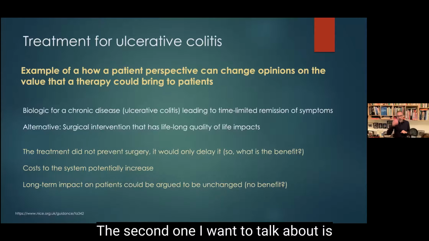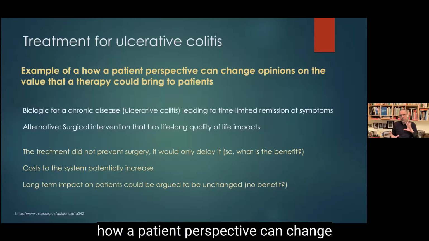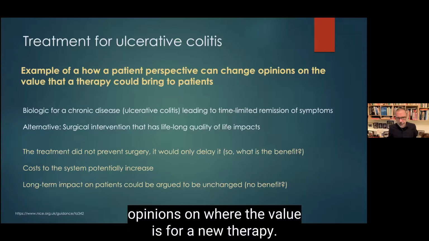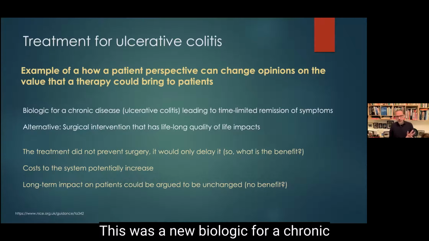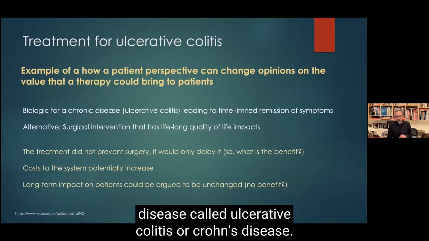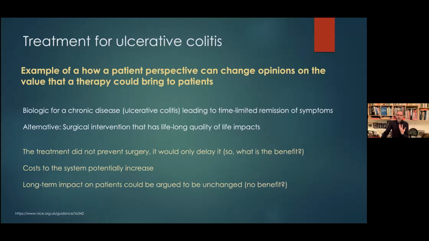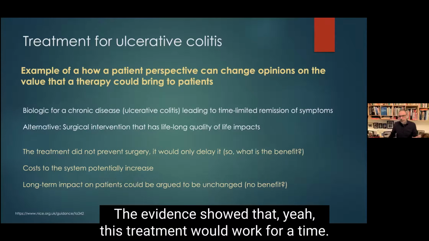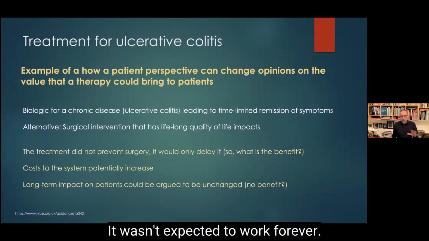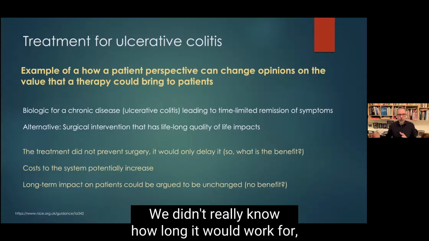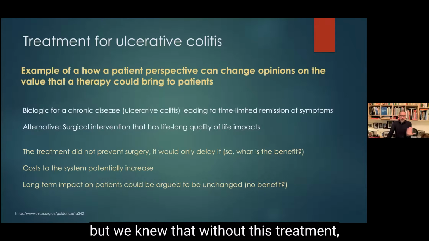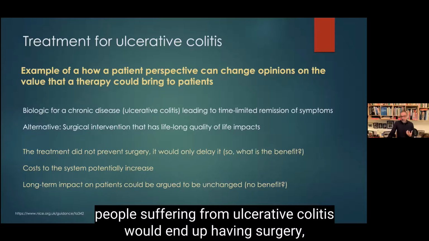The second one I want to talk about is how a patient perspective can change opinions on where the value is for a new therapy. So this was a new biologic for a chronic disease called ulcerative colitis or Crohn's disease. The evidence showed that, yeah, this treatment would work for a time. It wasn't expected to work forever. We didn't really know how long it would work for, but we knew that without this treatment, people suffering from ulcerative colitis would end up having surgery.